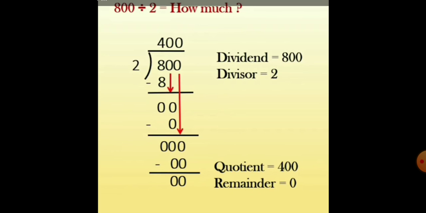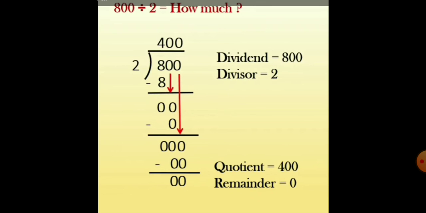Now here again there is a vertical division you have been given. So 800 divided by 2 is how much? So 800 is your dividend, 2 is your divisor. So let us look at that. The first single digit number is 8. So how many 2s are in 8? 2 fours are 8. So 2 fours are 8. So 8 minus 8 is my 0.